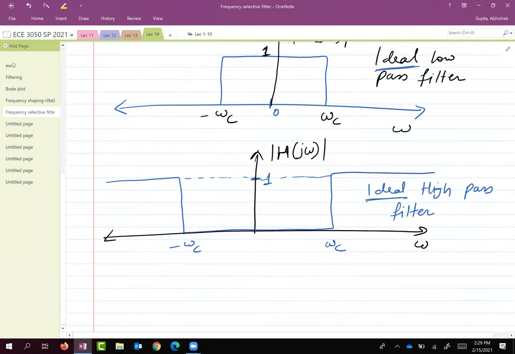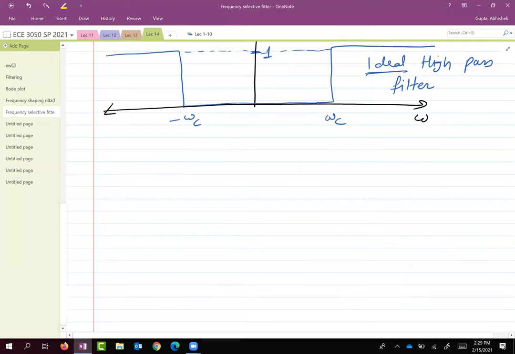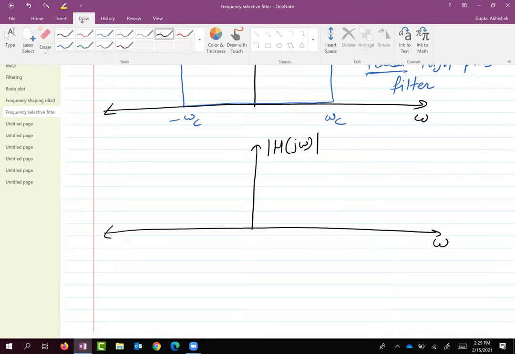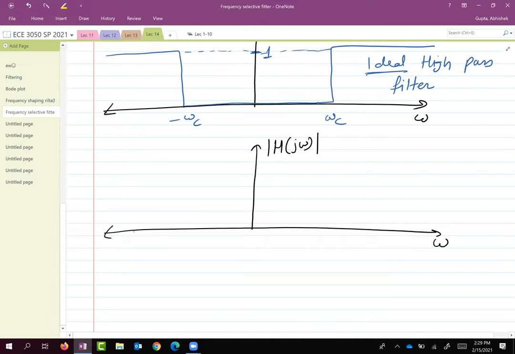Okay, and then the third type of filter is called a band pass filter. And the band pass filter looks like this. Omega c1, omega c2.